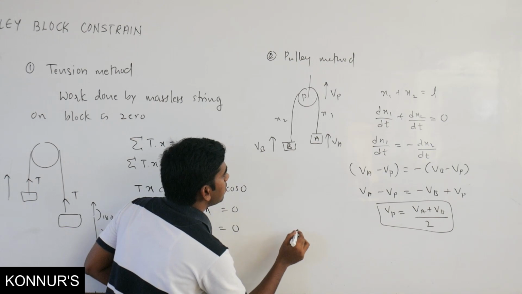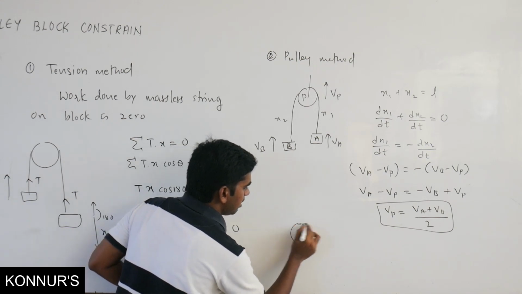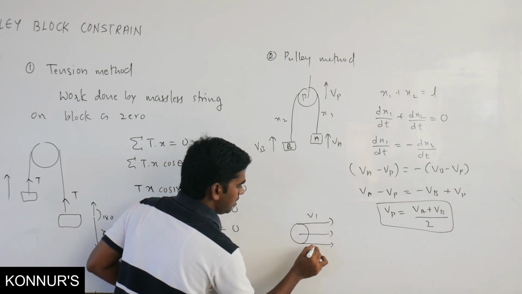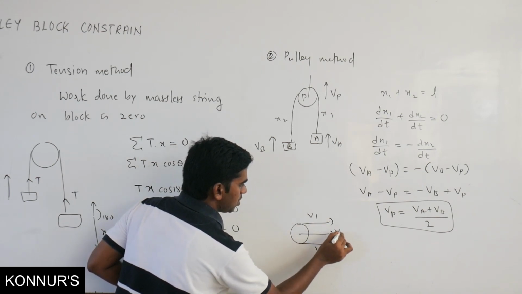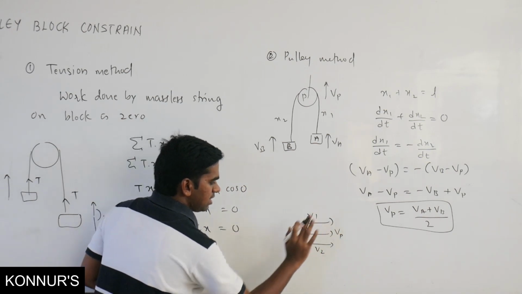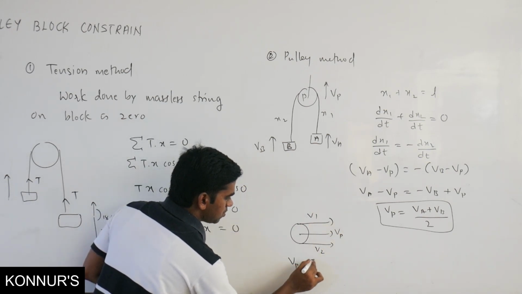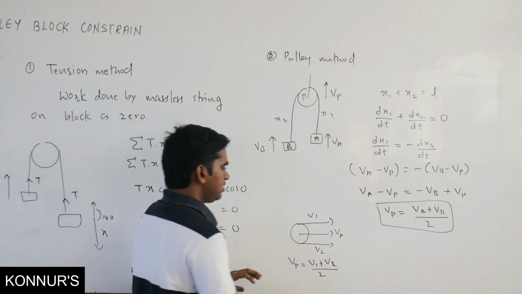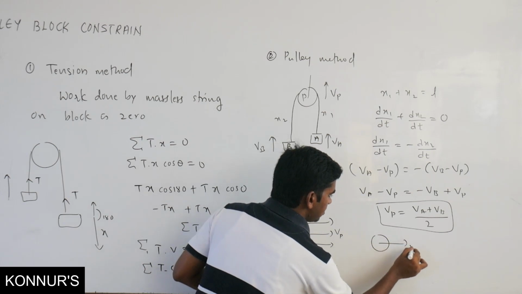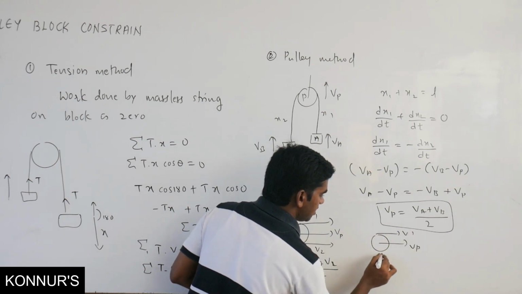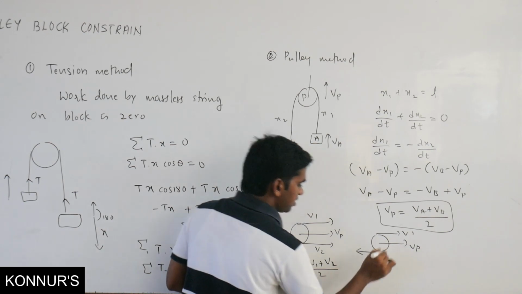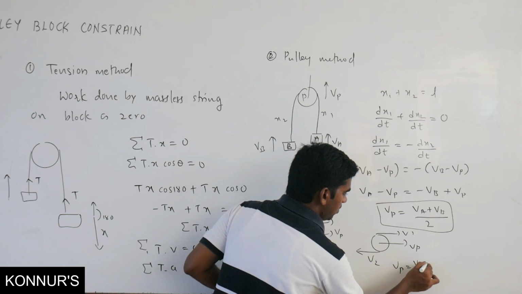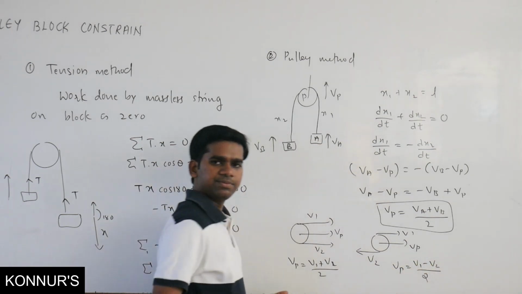Suppose this is the pulley, you can take V1, this as V2, and this is the velocity of the pulley. If all are in the same direction, then only you can write VP equals V1 plus V2 divided by 2. If one is in the opposite direction, suppose VP is in this direction, V1 is also in this direction, and V2 is in this direction, then you have to write VP equals V1 minus V2 divided by 2.